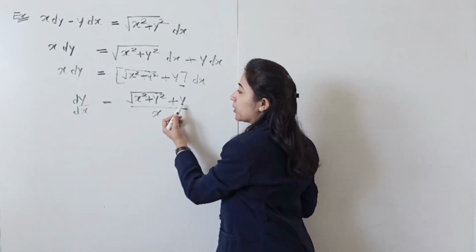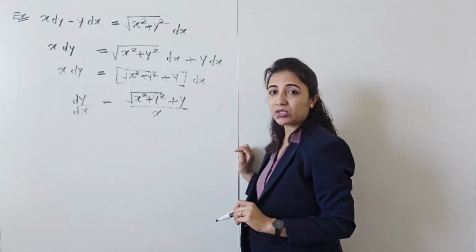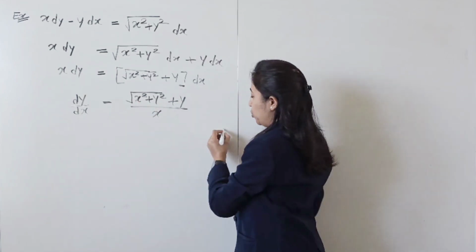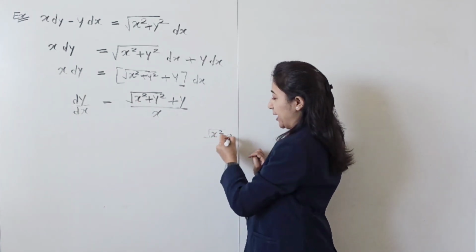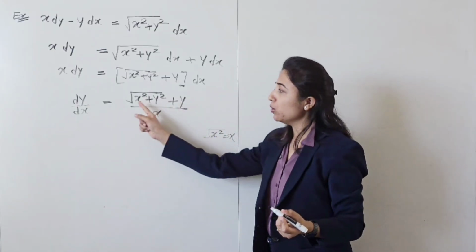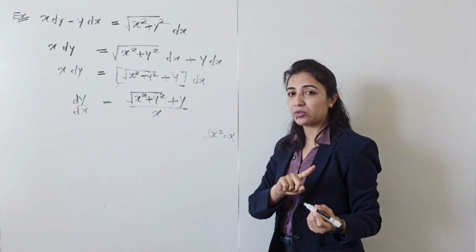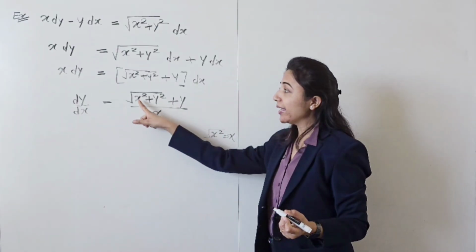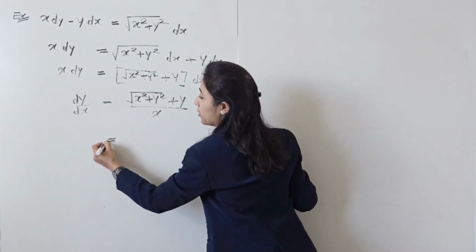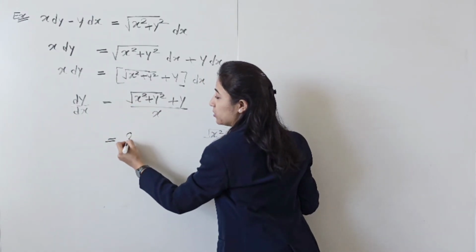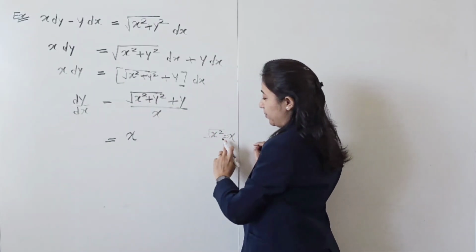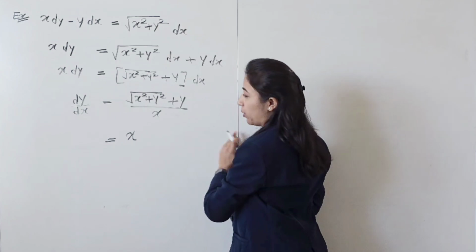Here you have to take the highest power of x common from the numerator, and the highest power is root of x square, and root of x square is nothing but x. So throughout you have to take x square, root of x square means x common, and when we take common, ultimately we divide each term by x square. So simply we have to take x common, because it is nothing but x.